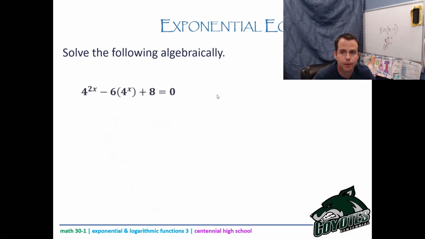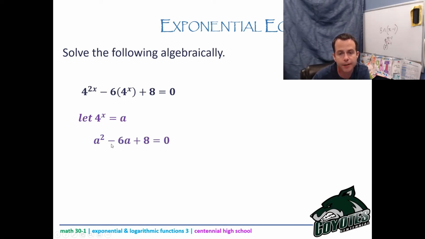Okay, what do you think I want you to see here? I want you to see a quadratic. Okay, so the easiest way to handle this probably is with substitution. So let 4 to the x equal a. Okay, if I did that, 4 to the x equals a, this is going to leave me with a squared. This is going to leave me with negative 6a, and this is going to leave me with 8.